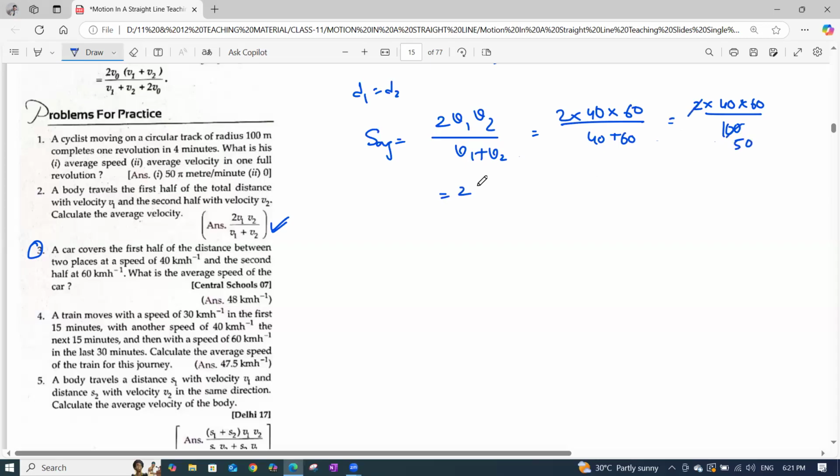Or else, for simple calculation, 2 into 40 into 60 upon 100. The zeros get cancelled. 6 4s are 24, 24 2s are 48. Straight away you can write the answer, 48. So that is for easy calculation. Now plan for this fourth.